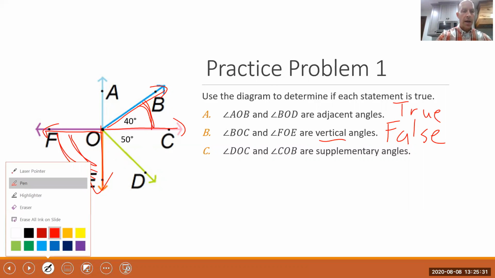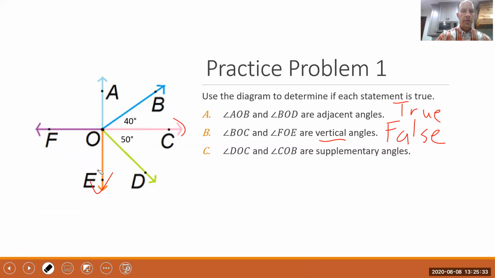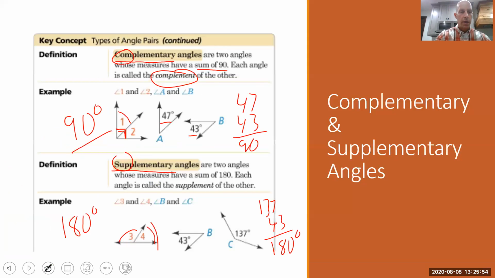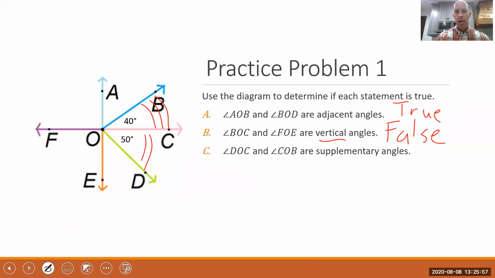All right, let's go ahead and look at our last problem here. Erase what we got so far. Angle DOC, that's this guy, and angle COB, that's this guy here. Are they supplementary? Supplementary means they have to add up to 180. Well, 40 plus 50, that's not 180, that's only 90 degrees. So that's not true.